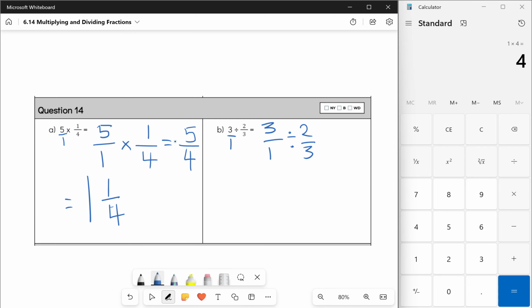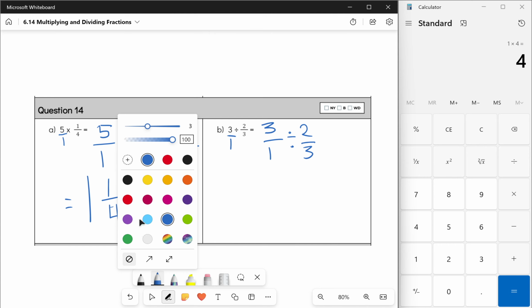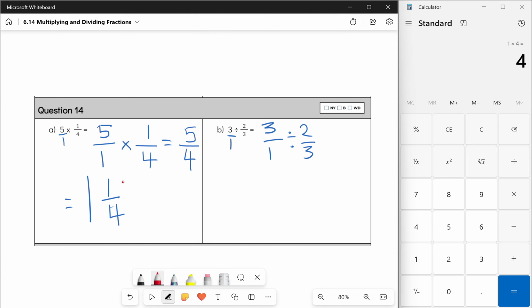So the answer here is 5 over 4 as an improper fraction, or, and I always want to circle our answer in red, 1 1/4. Give it a nice bigger circle so it's not in the way. So 5 times 1/4 made 1 1/4, or 5 quarters. Same thing.